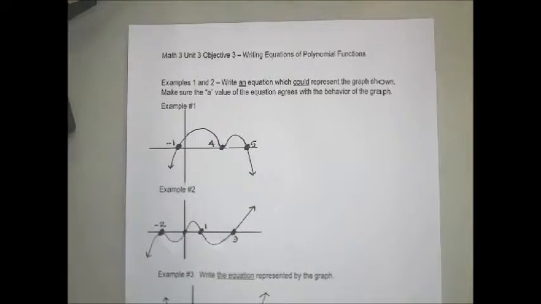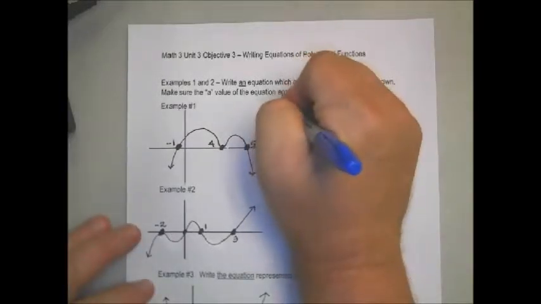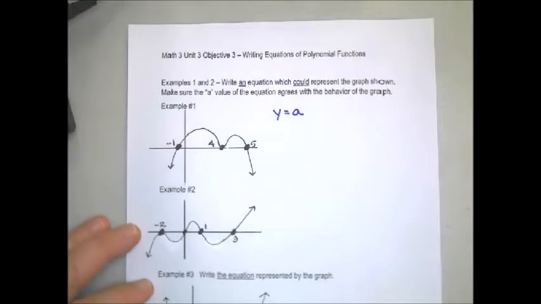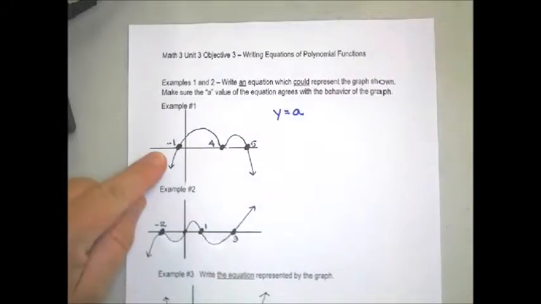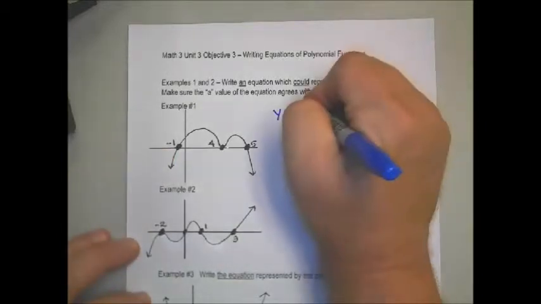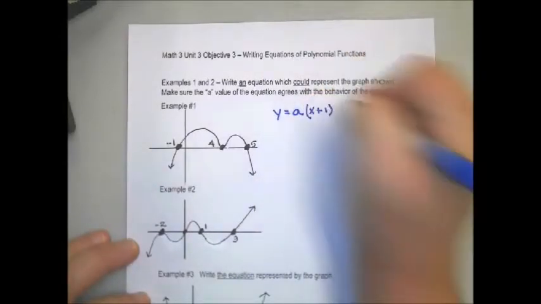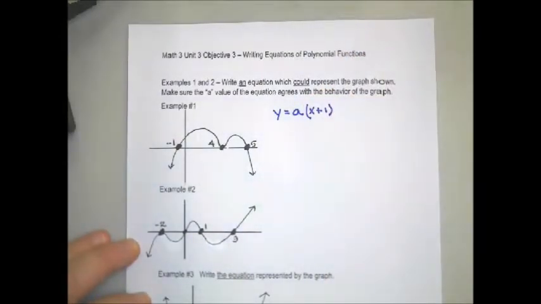So, for example number 1, the best we can do is write an equation that could represent this graph. So here's what we know. We know that one of the x-intercepts is -1, and it's a pass-through. So the only way that can possibly happen is if the factor was x plus 1, and the power was simply 1.